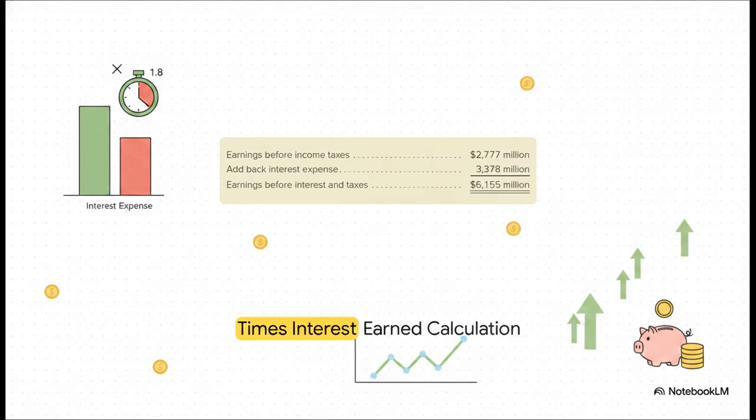By dividing earnings before interest and taxes by the interest expense, we prove exactly how many times over a company can afford its debt payments. If a calculation shows they can cover their interest 1.8 times over, they have a bit of breathing room. Generally speaking, the higher this number, the safer the company's debt position really is.